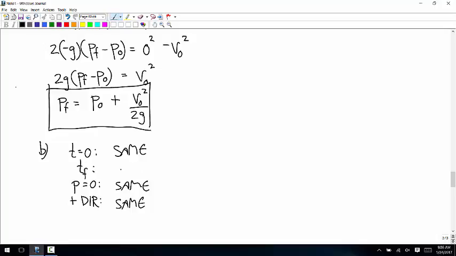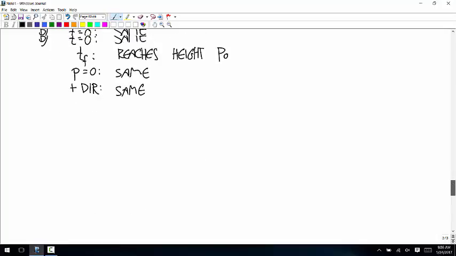So now we're going to choose TF to be when the object reaches the height P sub 0. Since T0, P equals 0, and positive direction stay the same, all the initial stuff that we knew stays exactly the same. Time final, we don't know. Acceleration is negative G. P0 is P0.